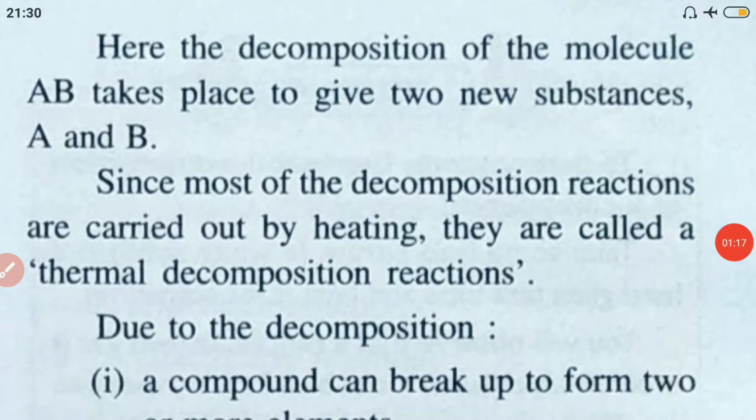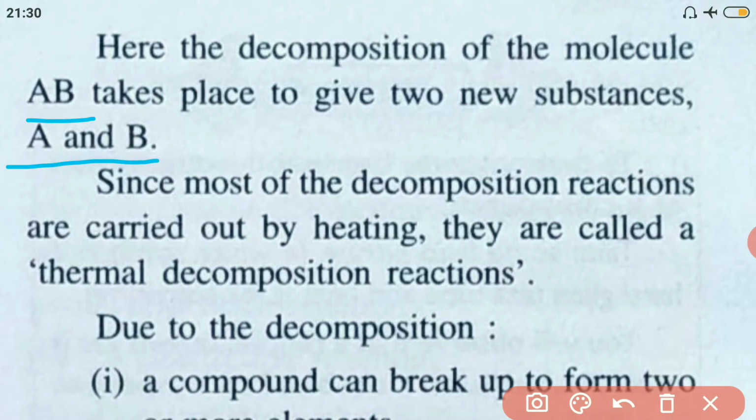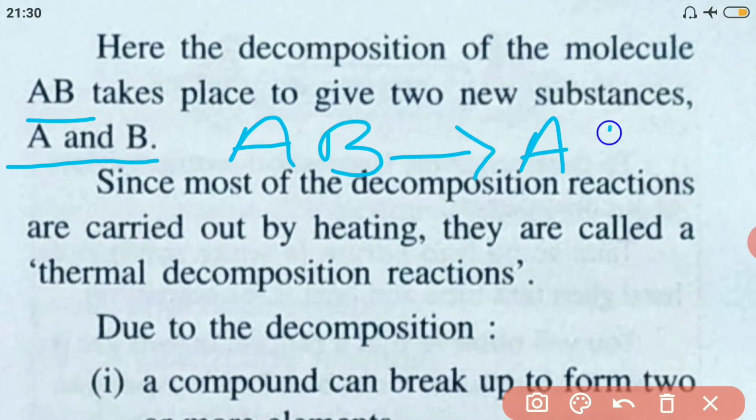Here, the decomposition of the molecule AB takes place to give two new substances A and B. Here, the sentence is trying to refer to this, right? Whatever we studied in the previous column. It is A plus B, right?